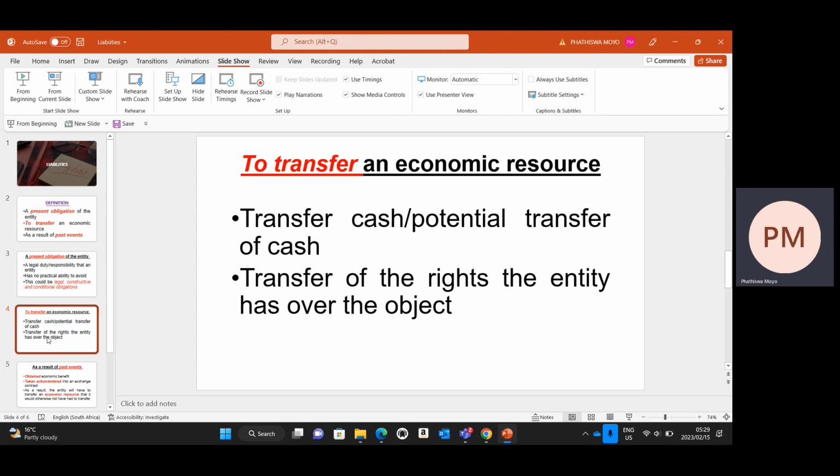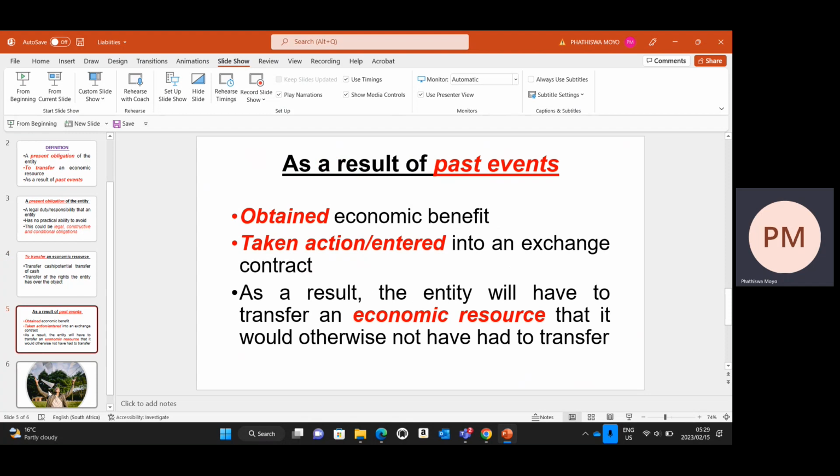In terms of a loan, a company credit card, a bank overdraft, or income received in advance, the client can still request the money back. Or it can talk to the transfer of rights the entity has over the object. This speaks to the economic rights. It speaks to the company having to meet monthly payments to service the obligation, as a result of past events. So the entity must have obtained the economic benefit, or taken action, or entered into an exchange contract. As a result, the entity will have to transfer the economic resource that it would otherwise not have had to transfer.